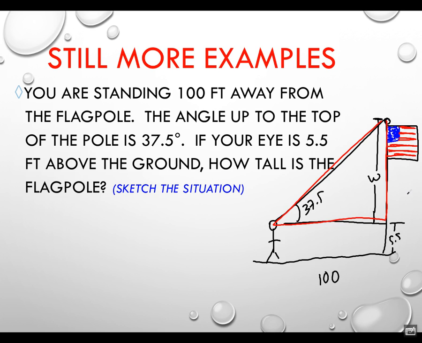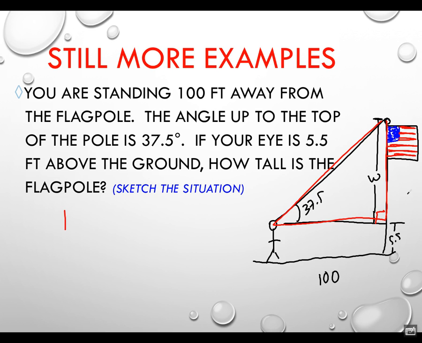Should we go through the process again? Yes. Okay, it's a right triangle. We're assuming the flagpole is perpendicular to the ground. We're going to use the 37.5 degree angle. Let's talk about W first. Is that adjacent, opposite, or hypotenuse? Opposite. And we know the bottom is 100. Is that adjacent or hypotenuse? Adjacent.